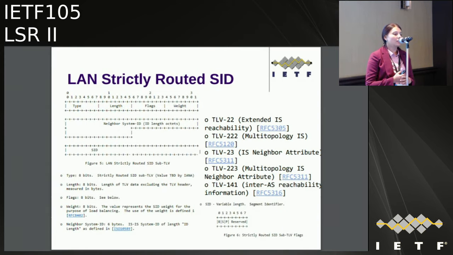So, LAN strictly routed SID. For LAN interfaces, we need to mention this information for each and every neighbor. So the same information is carried in the LAN strictly routed SID with additional neighbor system ID information. Again, this is carried in TLV 22 or 222. The flags and weight are very similar to the strictly routed SID.